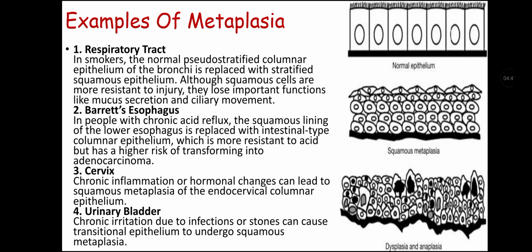Next example of metaplasia is cervix. Chronic inflammation or hormonal changes can lead to squamous metaplasia of endocervical columnar epithelium. Next example is urinary bladder. Chronic irritation due to infection or stone can cause transitional epithelium to undergo squamous metaplasia.